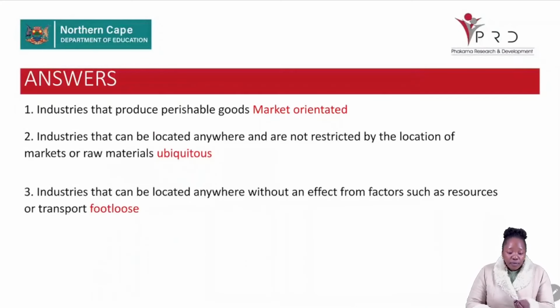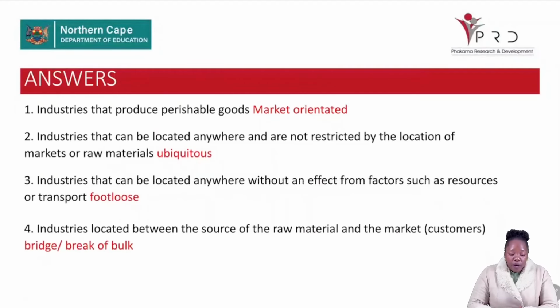Then, number 3, the industries that can be located anywhere without an effect from factors such as resources or transport. So this one is the footloose. Remember the footloose, we said they are dealing with goods or services that do not expire. So again, I hope you have thought of some examples that can fall under the footloose.